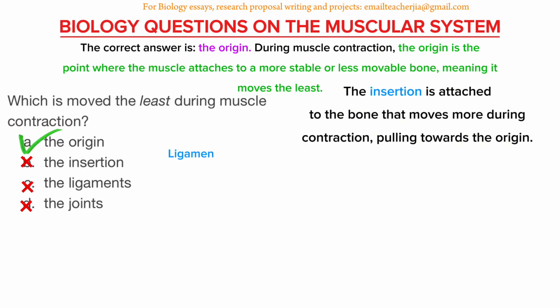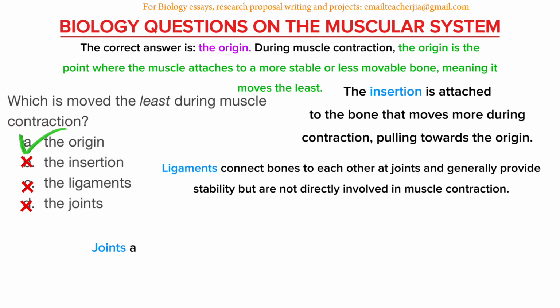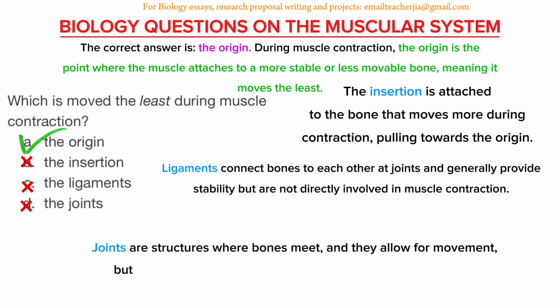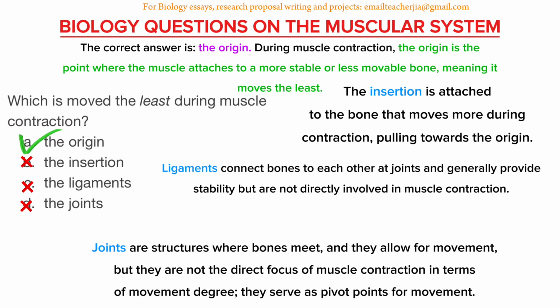Ligaments connect bones to each other at joints and generally provide stability but are not directly involved in muscle contraction. Joints are structures where the bones meet and they allow for movement, but they are not the direct focus of muscle contraction in terms of movement degree. They serve as pivot points for movement. So the best answer for this question is the origin.